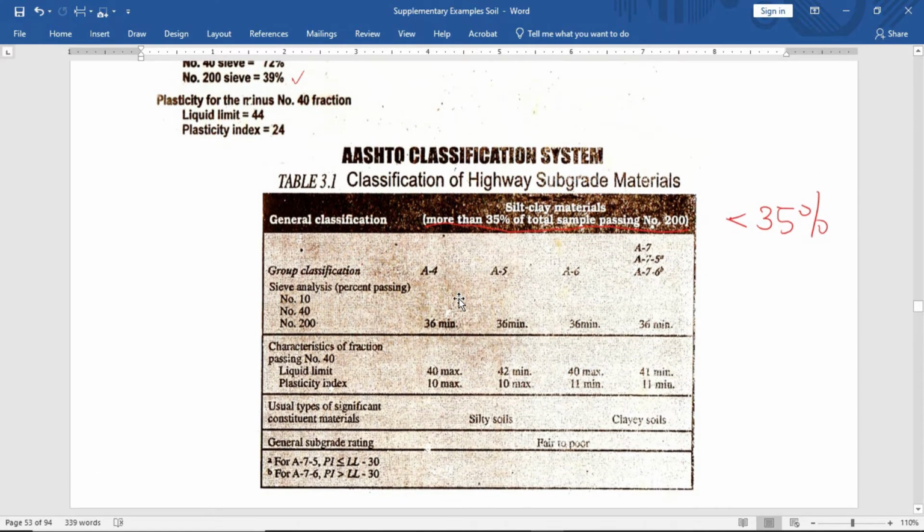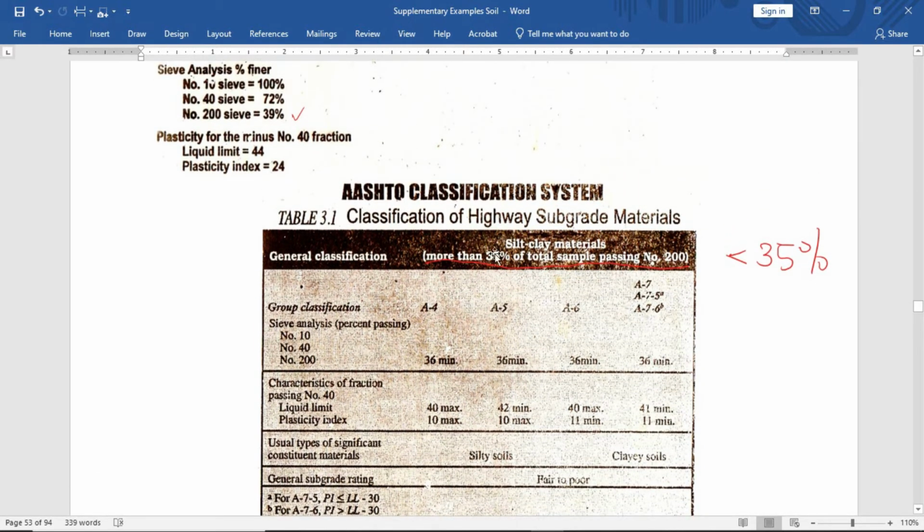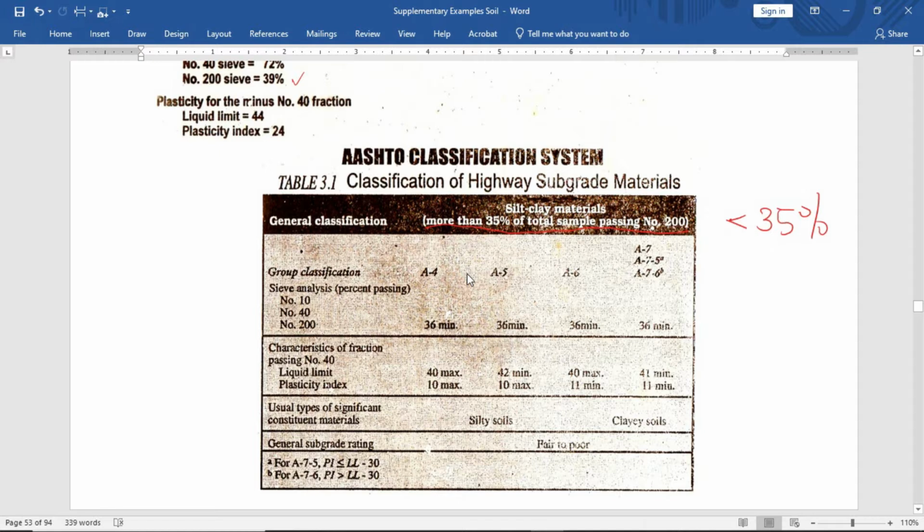So, ito ang paggamit nito. Since walang value para sa ito, may classification ito na A4, A5, A6, tapos A7-5, A7-6. Yan yung mga tawag natin sa soil pagdating sa AASHTO. Since walang nakalagay dito para sa number 10 at number 40, wala tayong i-consider. So, pass silang lahat.